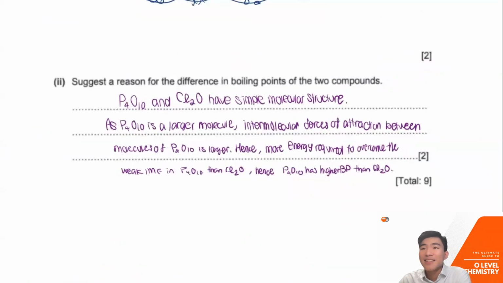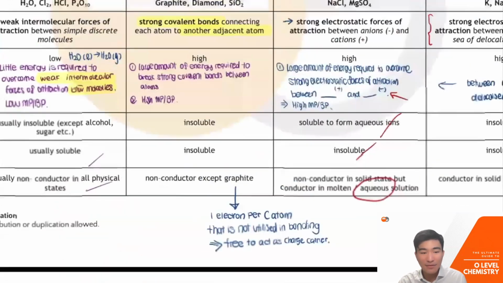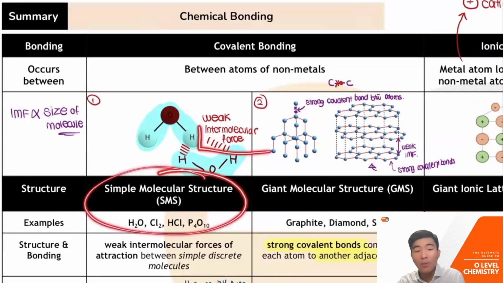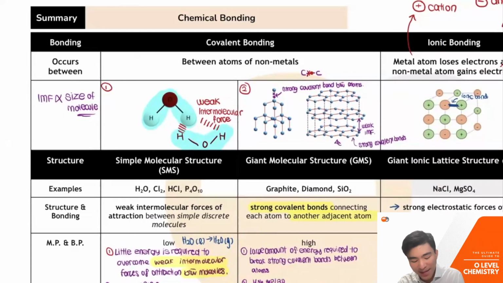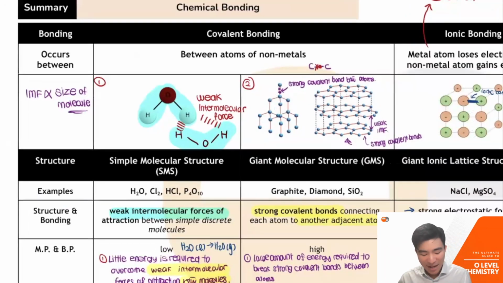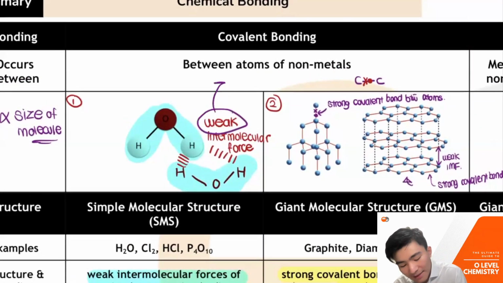Shouldn't it be a strong intermolecular force of attraction rather than weak that requires more energy? So I mentioned just now, every time we are looking at simple molecular structure, we are always looking at weak intermolecular force. Now, the term weak intermolecular force comes in one package. There is no strong intermolecular force and weak intermolecular force. It's just weak intermolecular force. Now, weak intermolecular force means what? The term weak over here represents the fact that the force is between uncharged molecules.